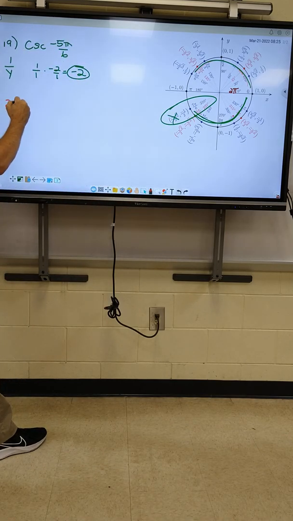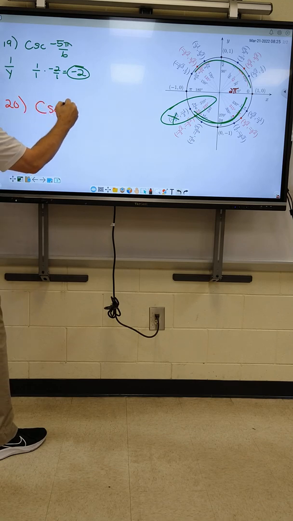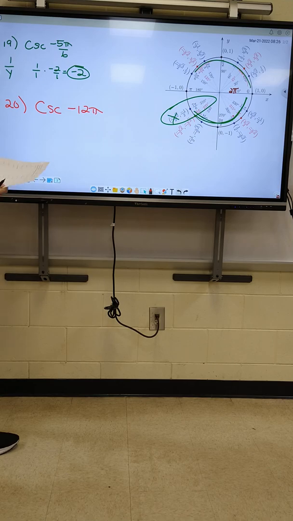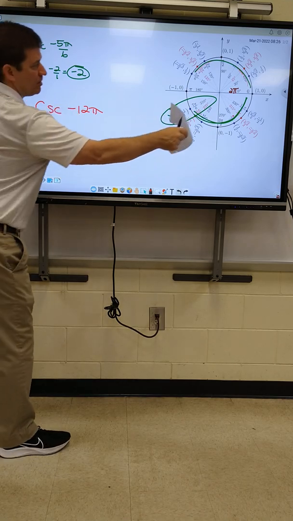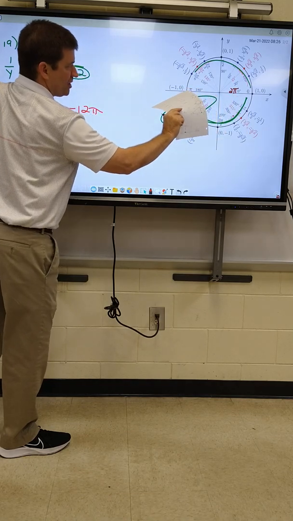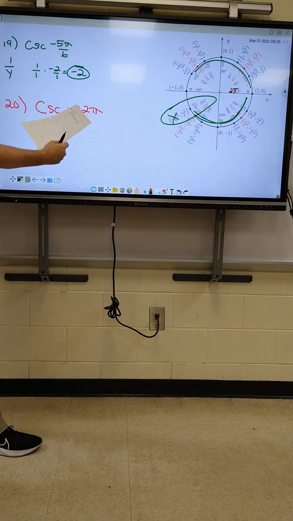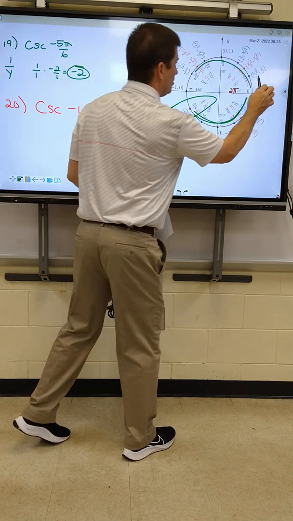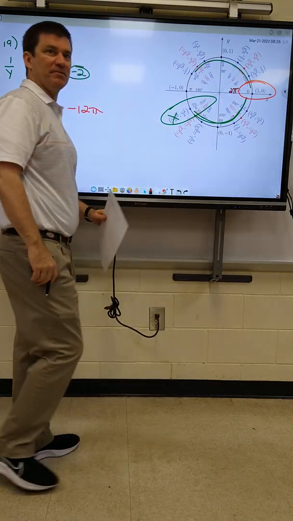All right, look at 20. Cosecant of negative 12 pi. All right, remember, if it's an even number, use the right side, which is 2 pi. If it's an odd number, use the left side. Guys, it doesn't matter that it's a negative. Just think about odd number or even number. Negative 12 is an even number, so y'all are going to use that point right there.